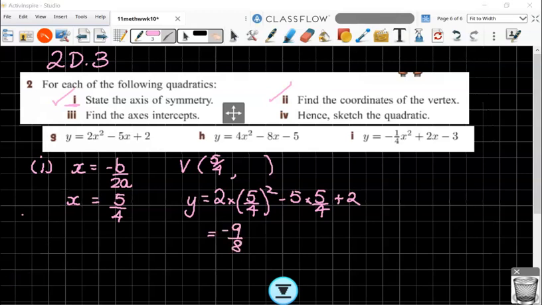Okay, so it's minus 9 over 8. We've got our vertex done, right? Find the axis intercepts. How are we going to do that?